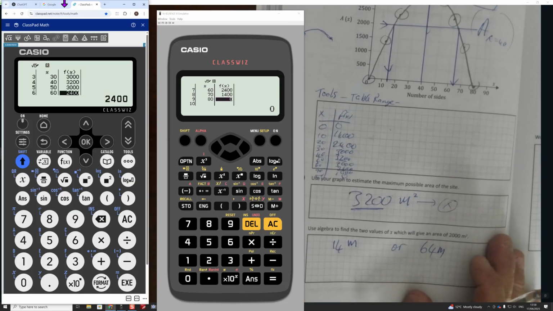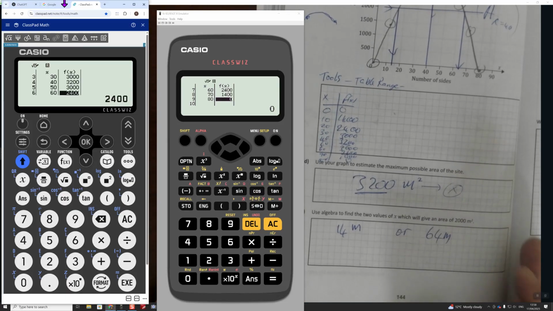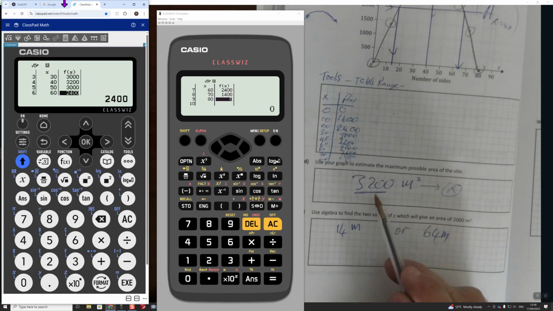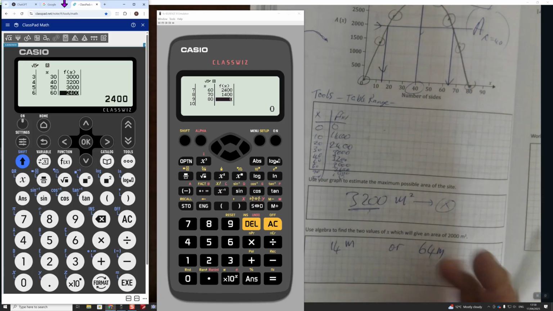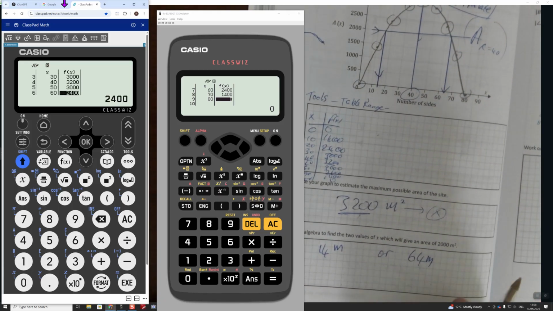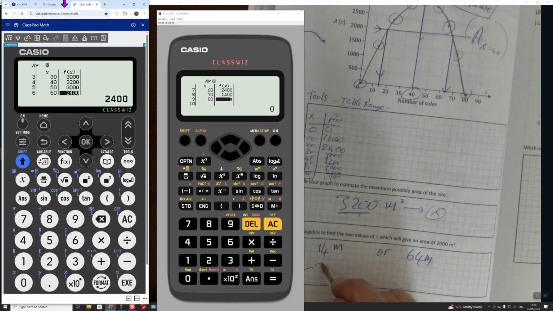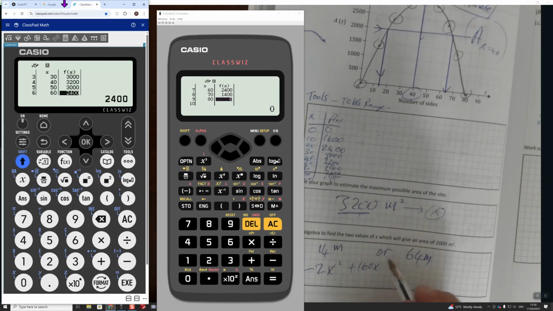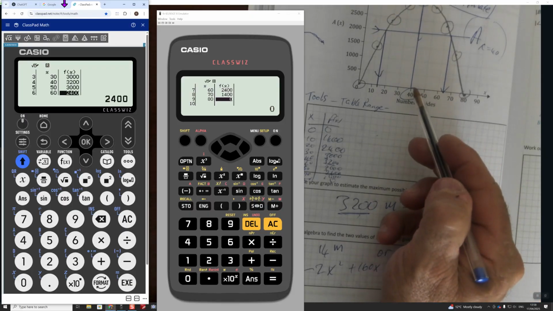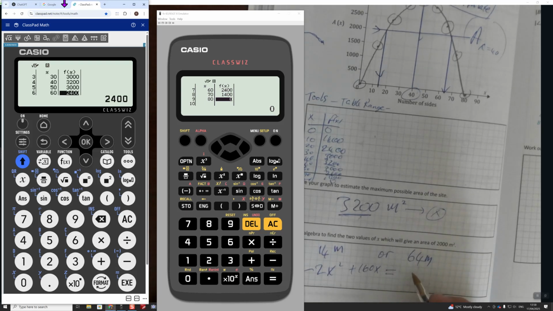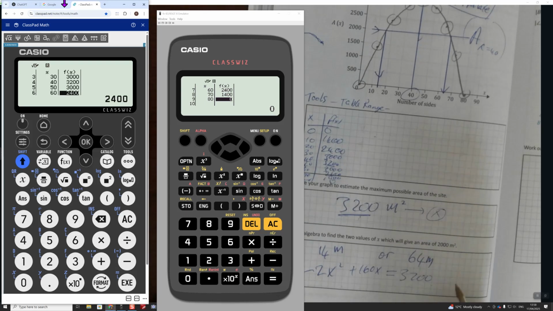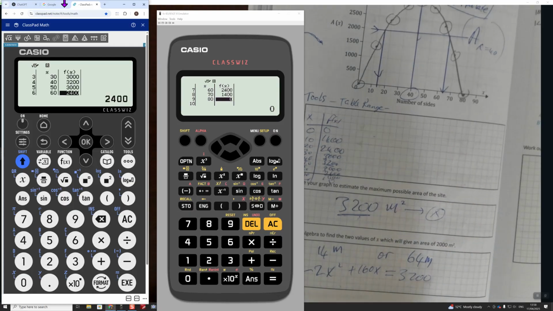And just the extra little bit, the bonus bit, would be what if they had asked us to turn this into an x value? Well, the answer will be 40, but let's see how the maths would have worked out there. We would have got negative 2x squared plus 160x should be equal to 3,200. So I'm just going to solve this. We know the answer is going to be 40, but it'll be a bit of fun.